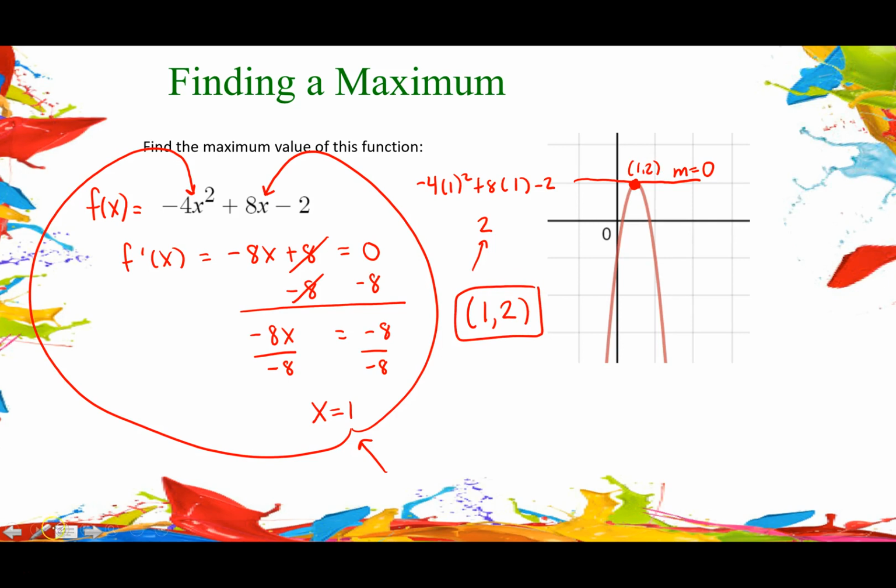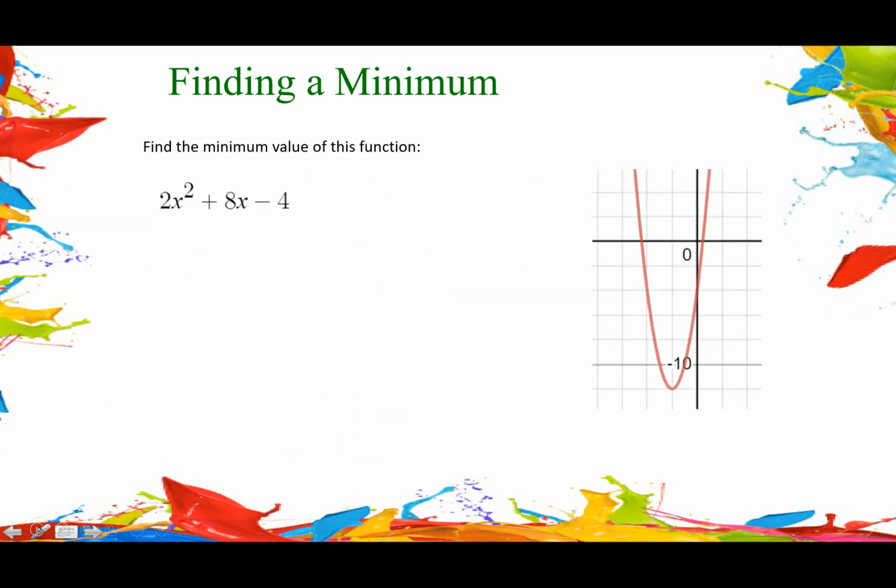The question is, can we do the same thing to find minimums? Well, let's see if it's true here. Here's my minimum. What's the slope of the tangent line here? Well, it's also 0. So yes, we can do the same exact procedure. We're going to take the derivative, which is going to be 4x plus 8. And we're going to set it equal to 0, right? Because the slope of the tangent line is 0. Solve for x.